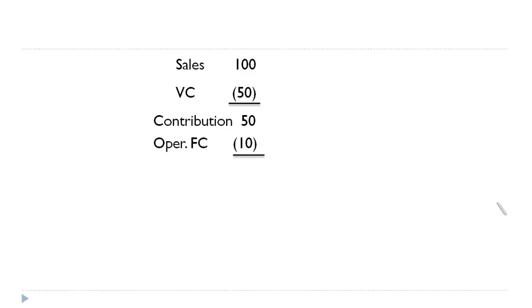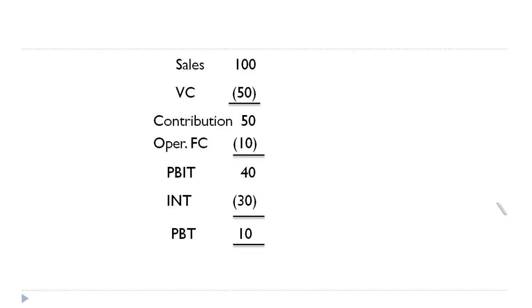So if you remove 10 from contribution, you will get what is known as profit before interest and tax, which is 40. And from this 40, if you remove interest, let's say it's going to be 30, what you will get is known as PBT. So I have given you the numbers. The sales of 100 is finally earning profit before tax of 10. Between that, there are variable cost, operating fixed cost, and non-operating fixed cost, which is interest. So all this we have given.